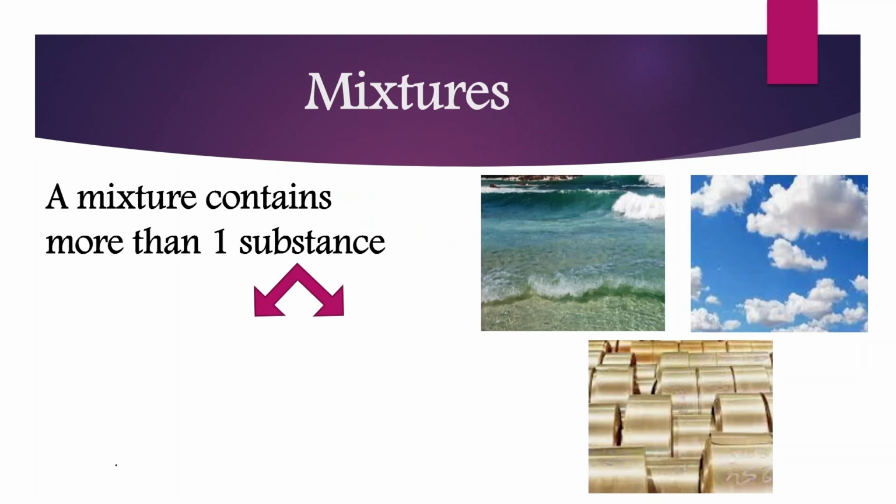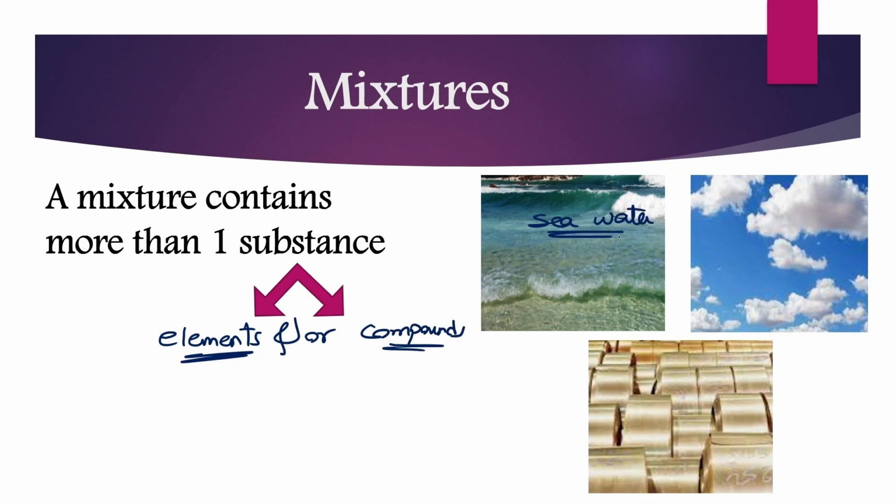Mixtures. A mixture contains more than one substance. This substance could be elements and or compounds. Examples of mixtures like the seawater. So this is seawater. Seawater is a mixture of what? Seawater is a mixture of water solution having sodium chloride, oxygen, and carbon dioxide. Air is a mixture. Air is a mixture of oxygen, nitrogen, neon, and carbon dioxide. So it's a mixture of different gases.